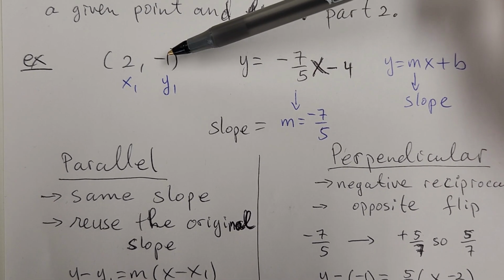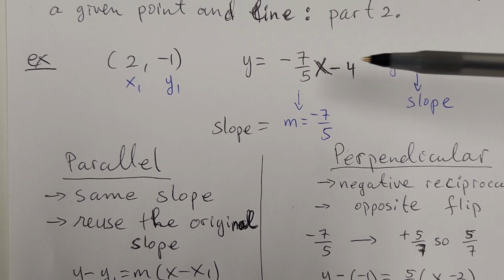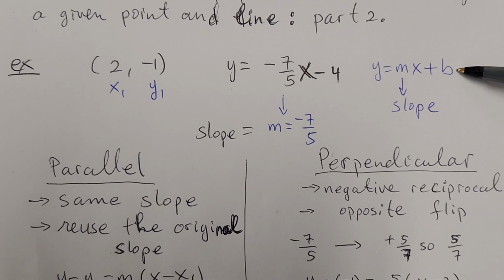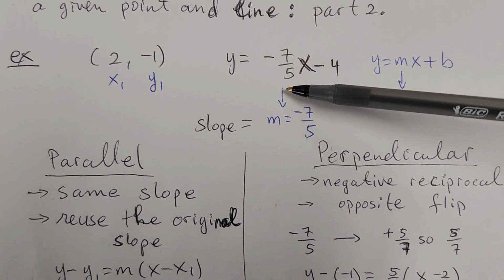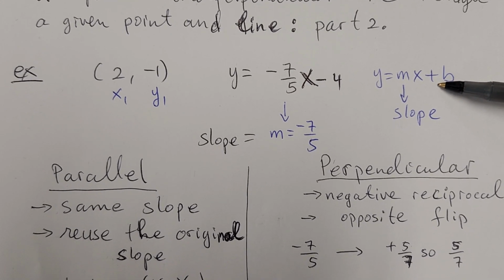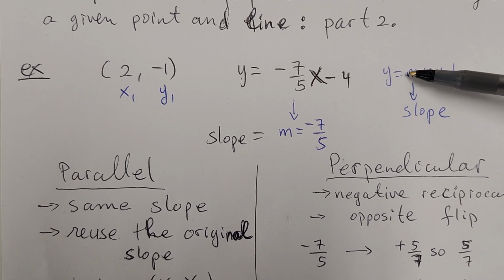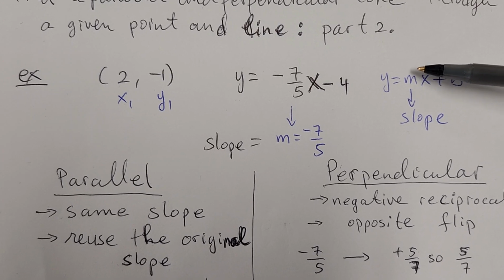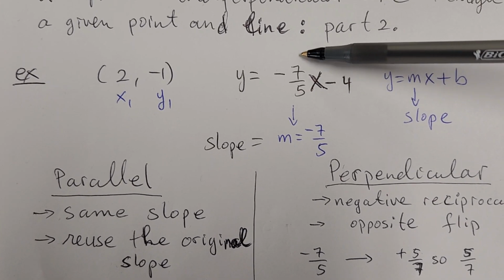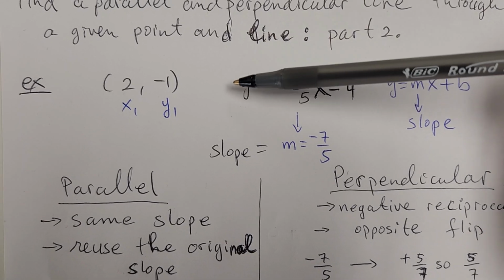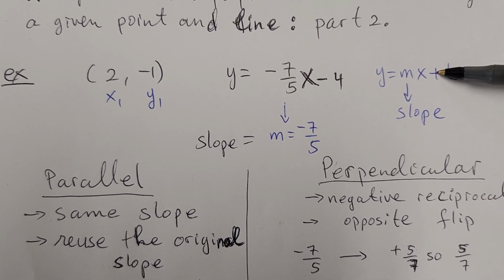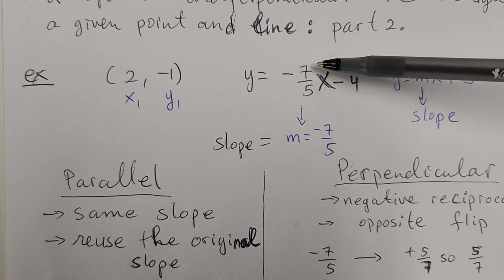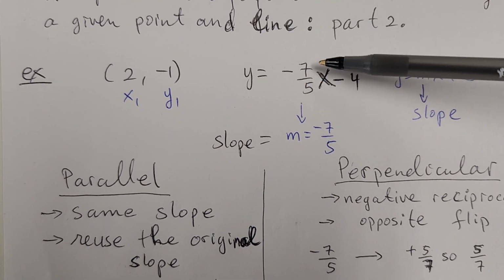This 2 is x1, this negative 1 is y1. This given line looks exactly like y = mx + b. If this given line is in this form, which is called slope-intercept form, y = mx + b, then your slope is right at the letter m, or the slope is right next to the letter x. One more time. If the given line is in the slope-intercept form y = mx + b, then the slope is right next to the letter x right here.